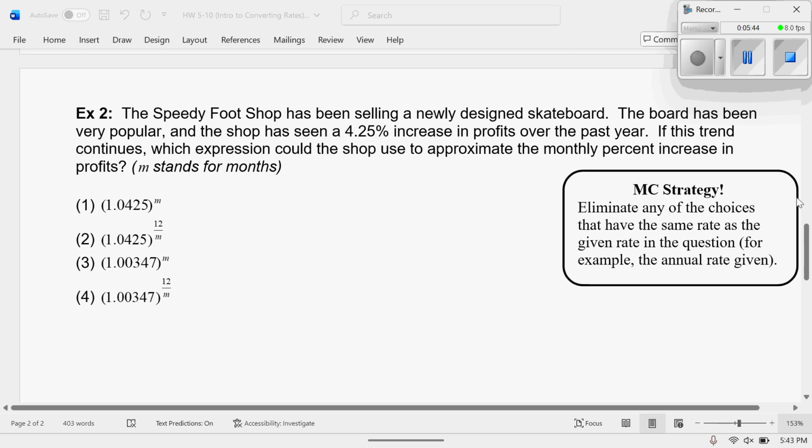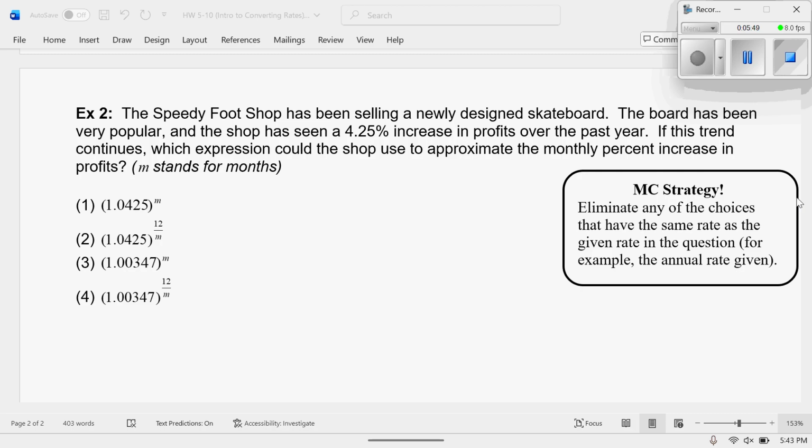Okay, we're going to try one more problem. The Speedy Foot Shop has been selling a newly designed skateboard. The board has been very popular, and the shop has seen a 4.25% increase in profits over the past year. If this trend continues, which expression could the shop use to approximate the monthly percent increase in profits? So we're increasing, so this is going to be a 1 plus r to the t type of problem.